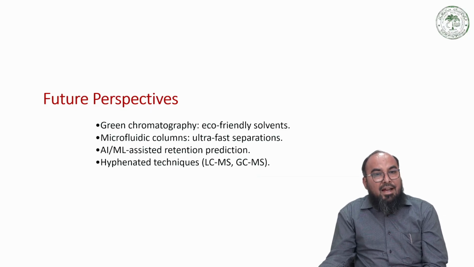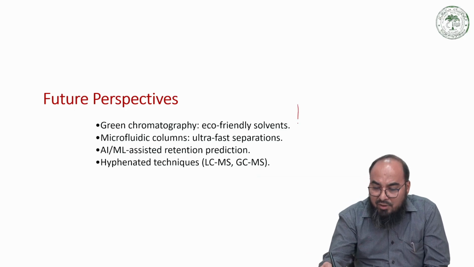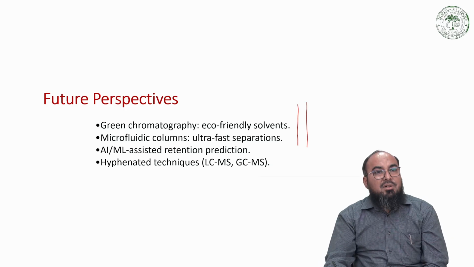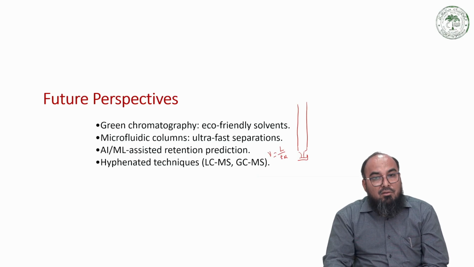Similarly, we should be able to separate very small samples. That is, we can have microfluidic columns, because traditionally we use very long columns, since sometimes a long column is needed to have better efficiency, because nu is equal to L upon TR. So we cannot compromise with the length of the column.